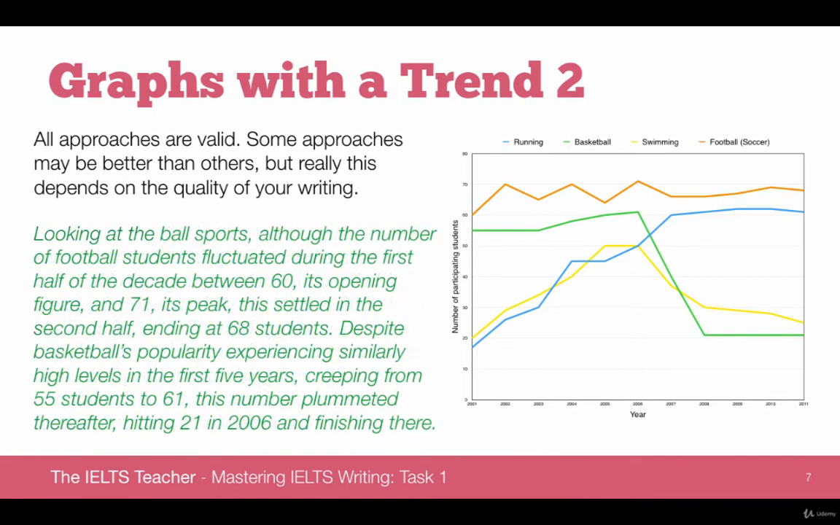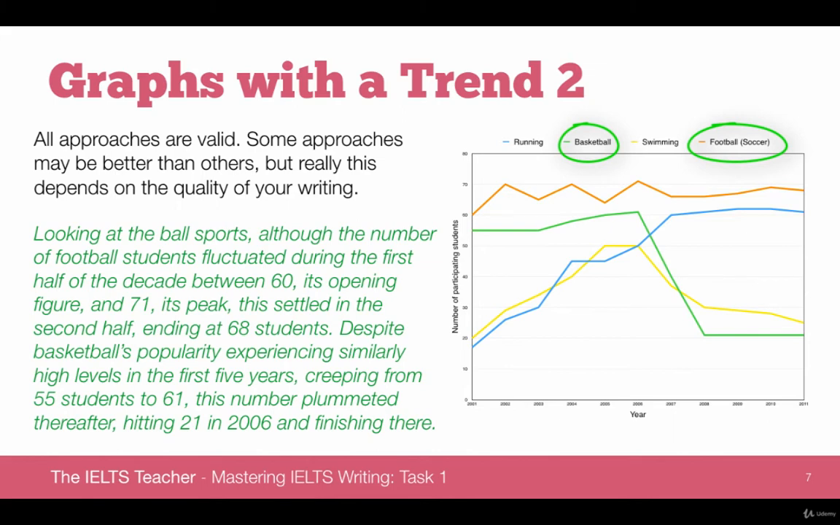Let's have a look at another approach. This one is looking at different themes. Looking at the ball sports, although the number of football students fluctuated during the first half of the decade between 60, its opening figure, and 71, its peak, this settled in the second half, ending at 68 students.